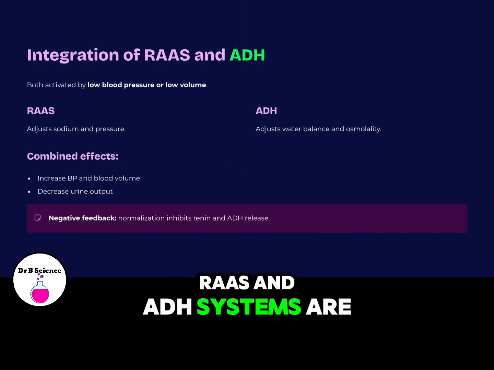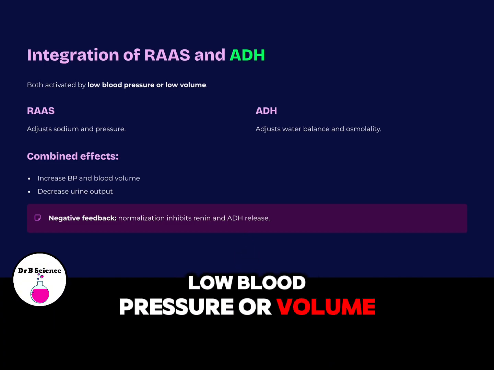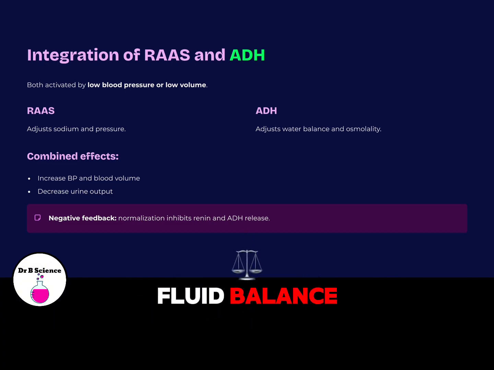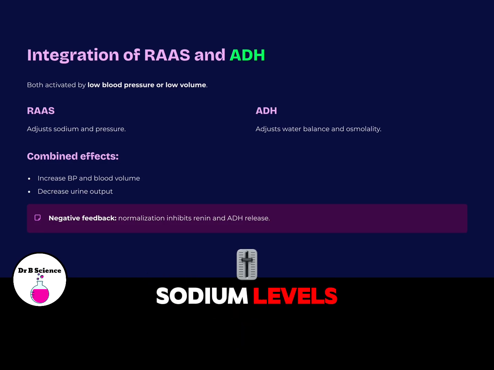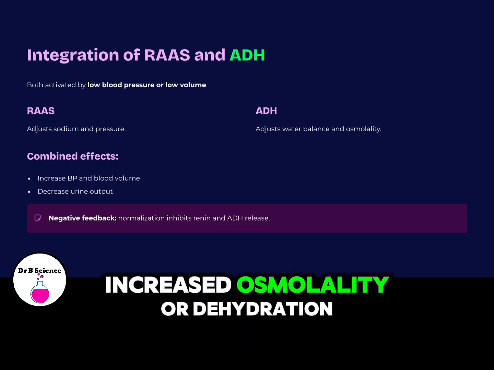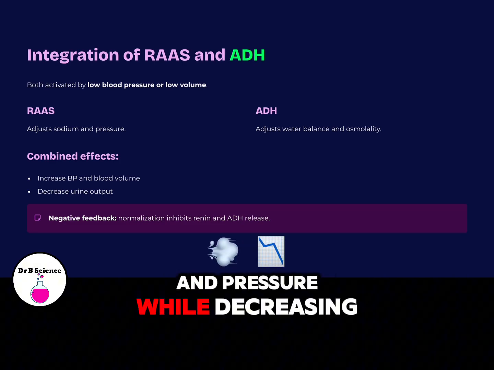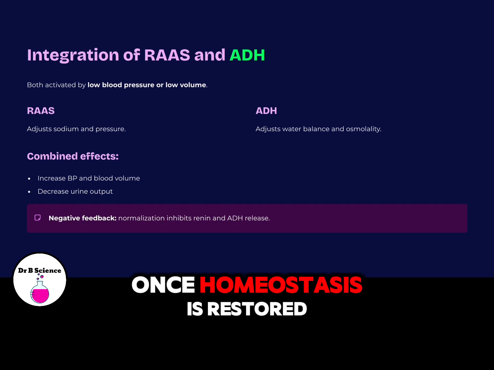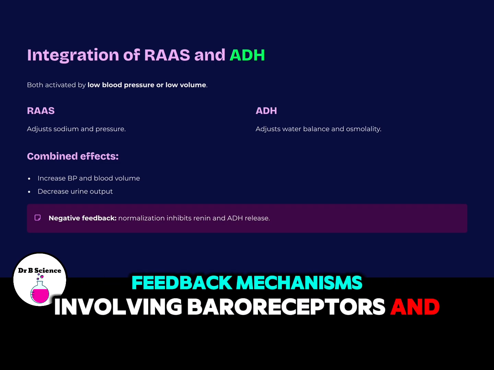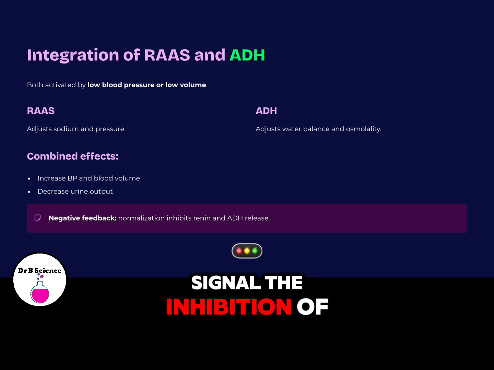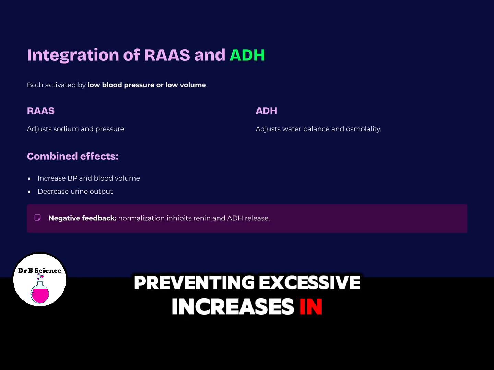RAS and ADH systems are closely integrated. Both are activated by low blood pressure or volume and act to restore fluid balance. RAS primarily responds to low blood pressure and sodium levels, while ADH responds to increased osmolality or dehydration. Together, they raise blood volume and pressure while decreasing urine output. Once homeostasis is restored, feedback mechanisms involving baroreceptors and stretch receptors signal the inhibition of both renin and ADH release, preventing excessive increases in blood pressure.